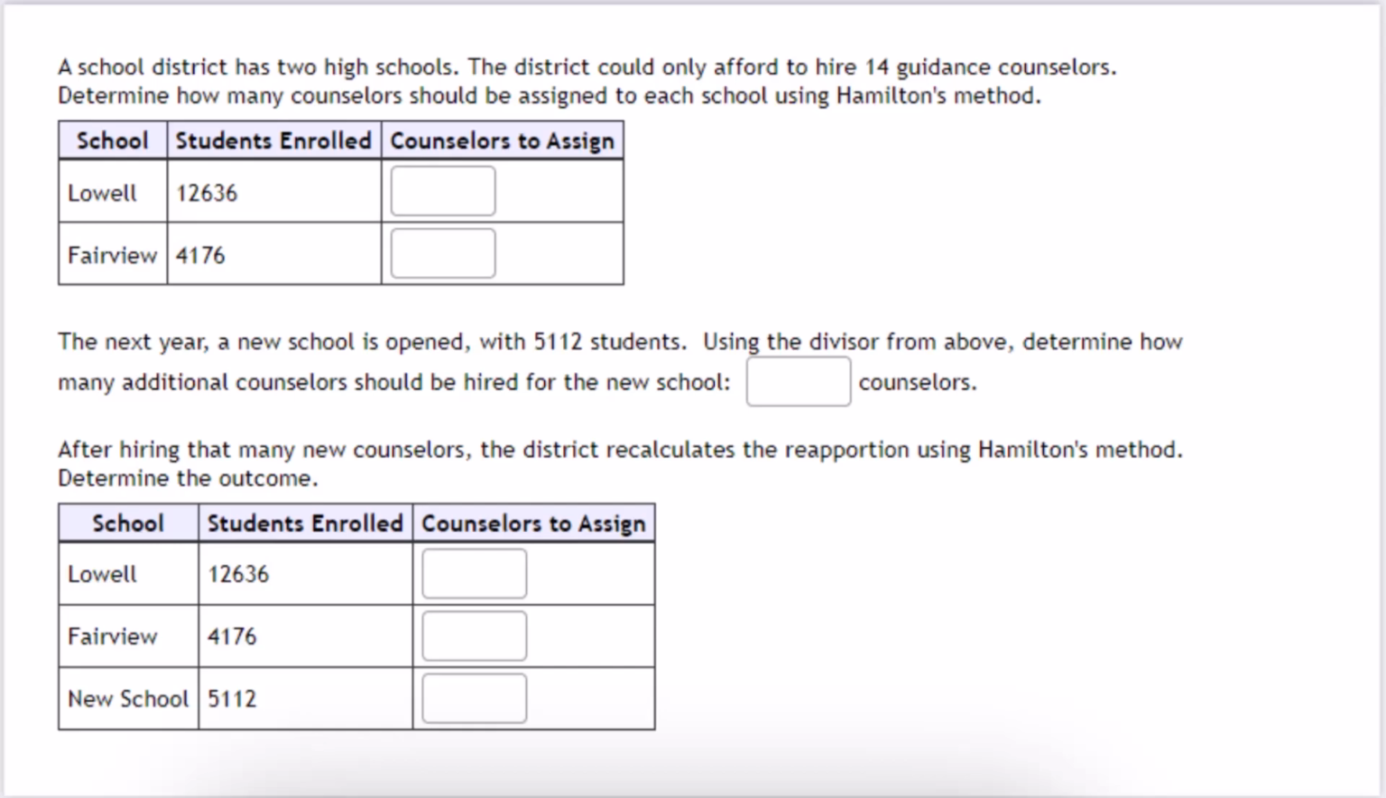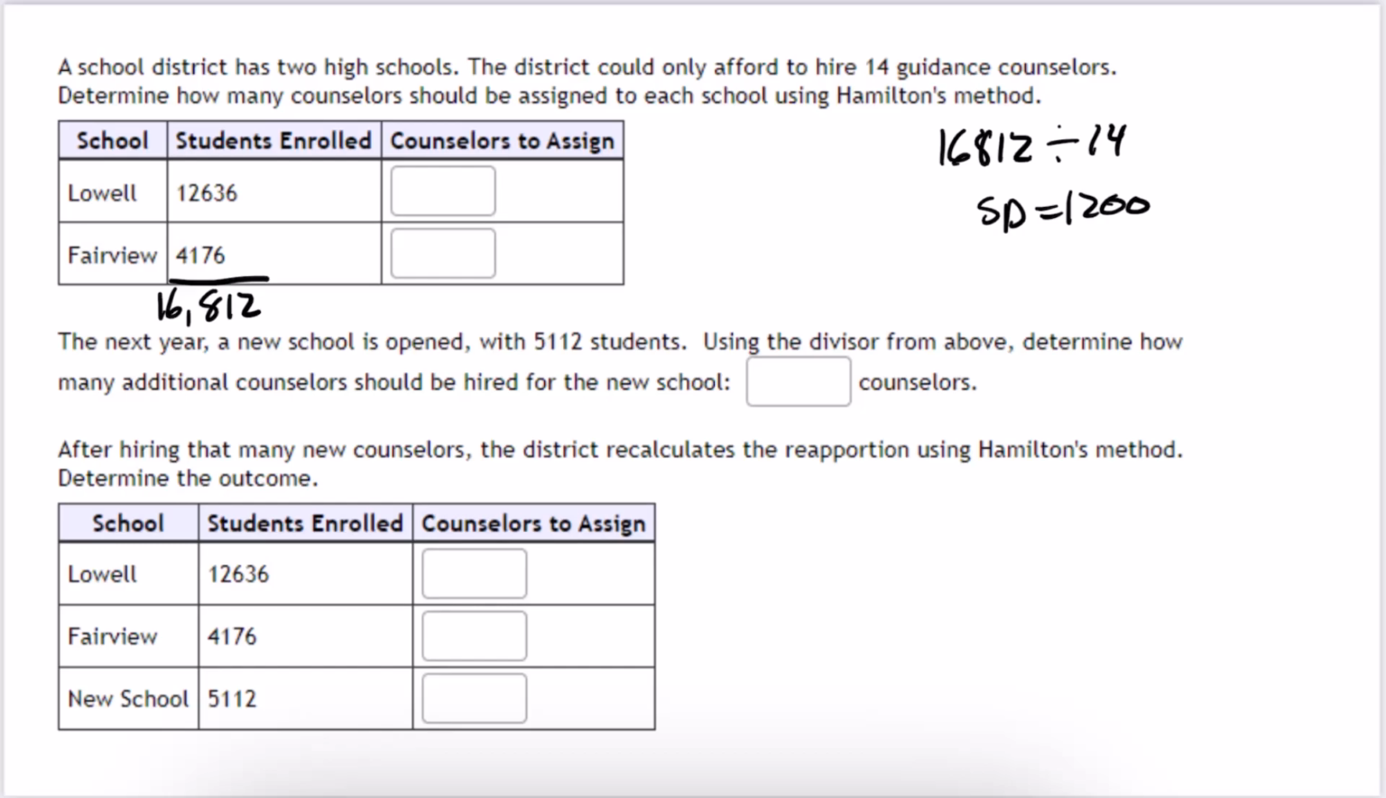If we want to determine how many counselors should be assigned to each school with Hamilton's method, then first of all, let's look at what the total number of students is. So if we add up the number of enrollments, our total number of students is going to be 16,812. And if I do 16,812 divided by 14, that gives me my standard divisor of 1,200. So essentially, each counselor should be responsible for about 1,200 students.